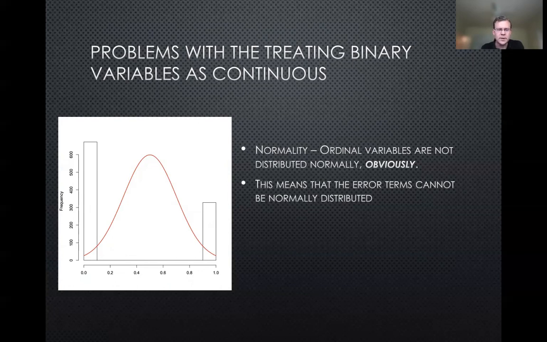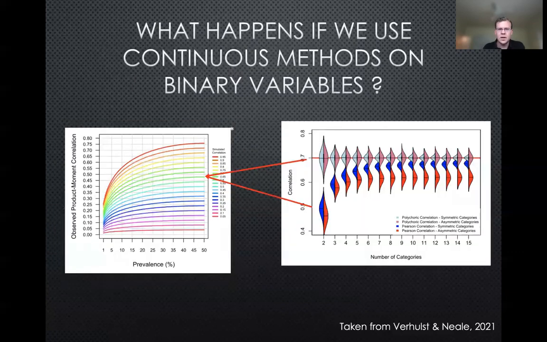So in this figure, we can see two categories that are either zeros or ones, but if we assume that they're continuous, we can see that this trait doesn't follow a normal distribution. And because the distribution of the trait doesn't follow a normal distribution, it's impossible for the error terms to follow a normal distribution.